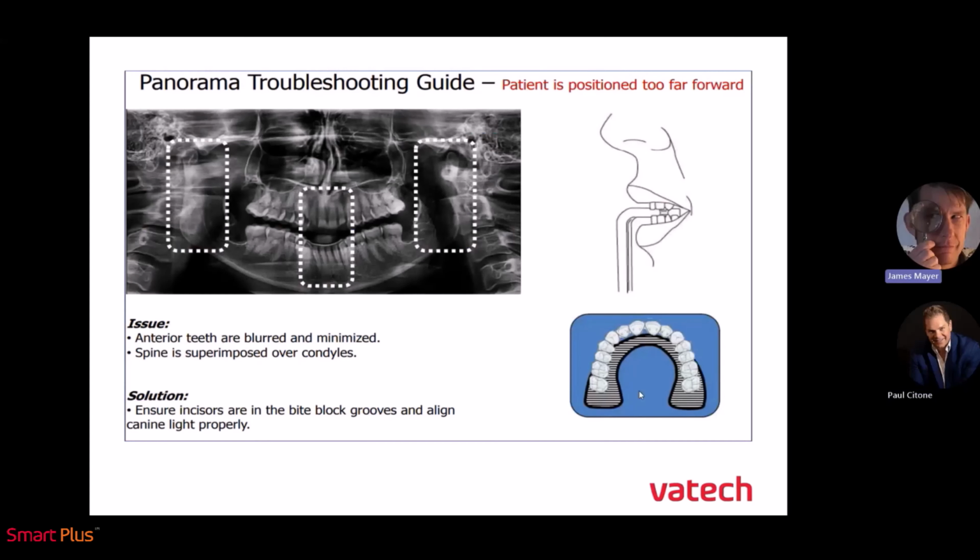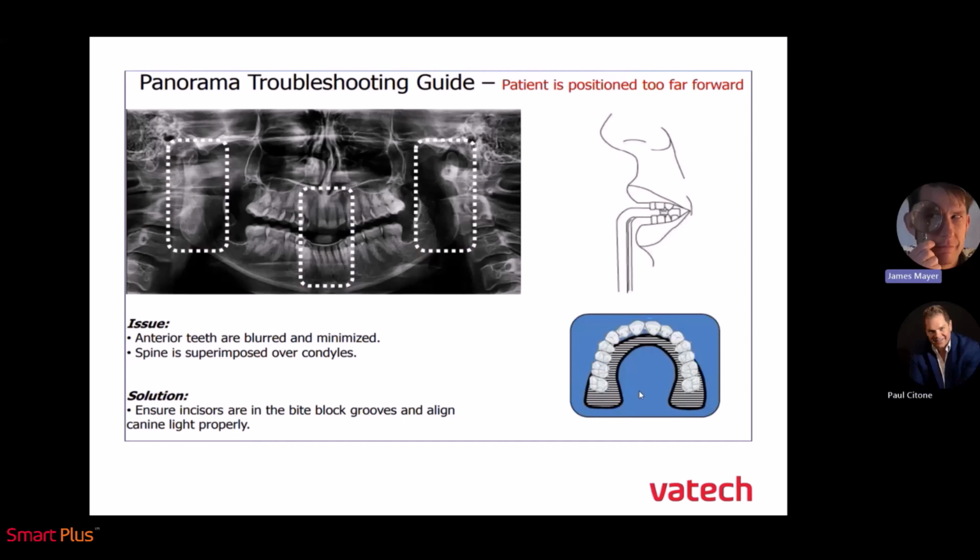The thing is, we're working with patients and they may not be compliant with what we've asked them to do. One thing that happens all the time is they bite on the bite stick too far forward. They bite in front of the groove, and maybe we don't have our canine light properly aligned. Paul, what do we see here that usually happens when we're out of that focal trough? Well, we see blurry anteriors, and even in this one, the spine is out of position. You want that spine as upright as possible, even before they bite on the bite stick. Visualize where that spine is. You want it very upright. Have them bite in the bite grooves to avoid this issue.